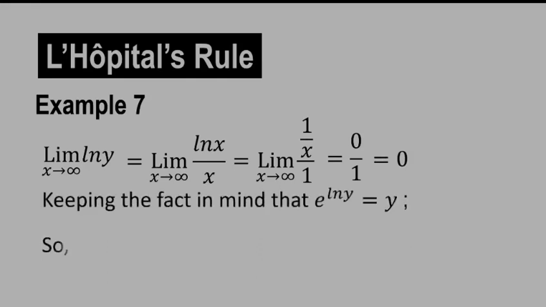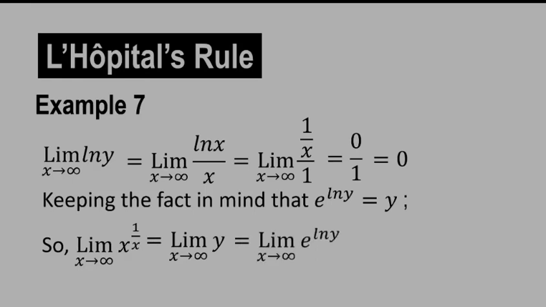Keeping the fact in mind that e raised to power log of y is equal to y, so limit as x approaches infinity of x raised to power 1 by x equals limit as x approaches infinity of y equals limit as x approaches infinity of e raised to power log of y equals e raised to power limit as x approaches infinity of log of y, and it is equal to e raised to power 0, that is equal to 1.